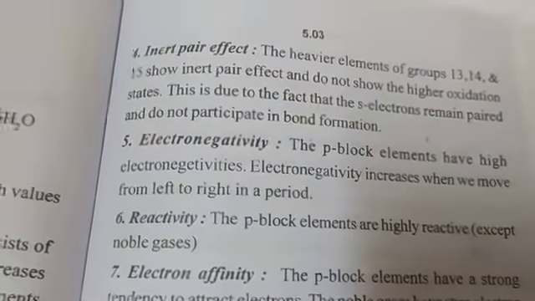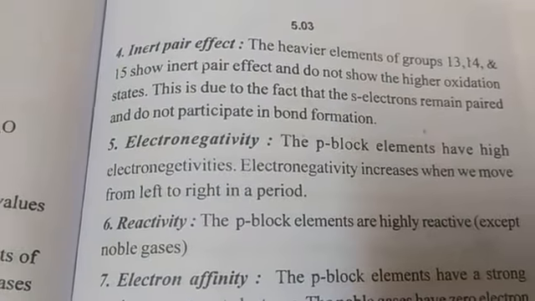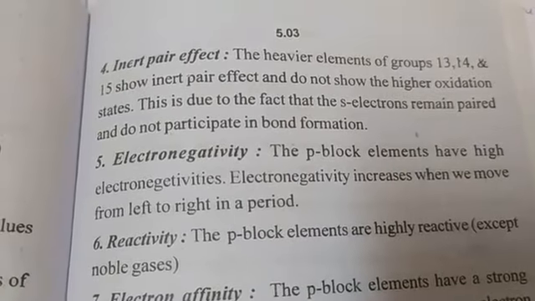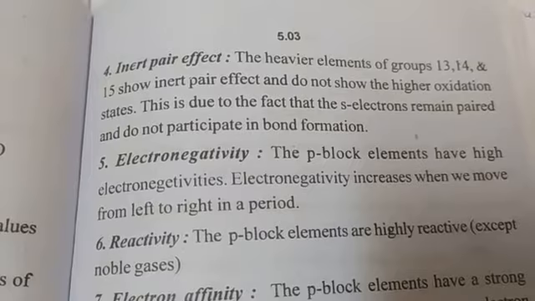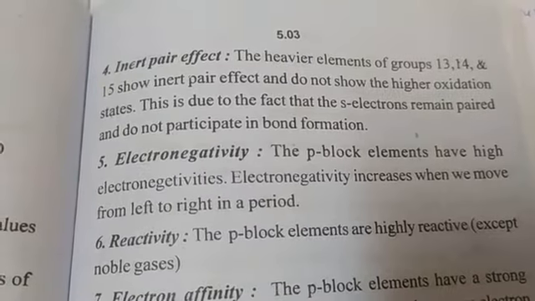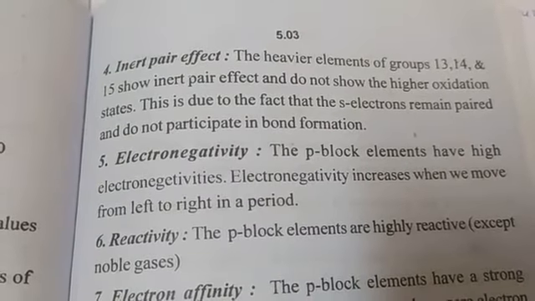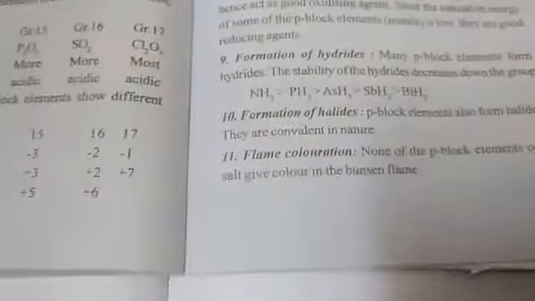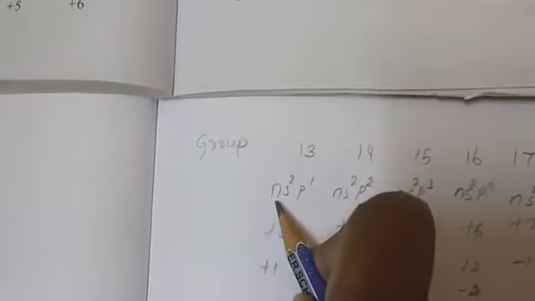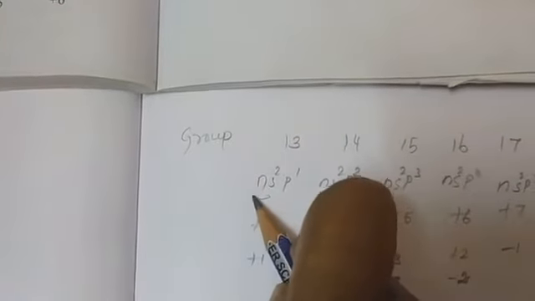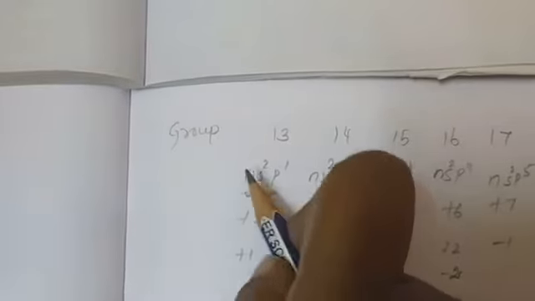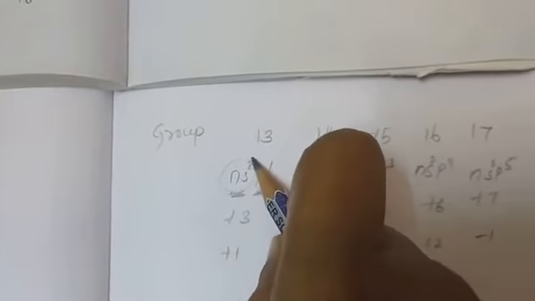So next, inert pair effect. The heavier elements of groups 13, 14 and 15 show inert pair effect. So inert pair effect, you see the electronic configuration ns2 np1. Okay? So inert pair means these s electrons will not be involved in any bond formation.